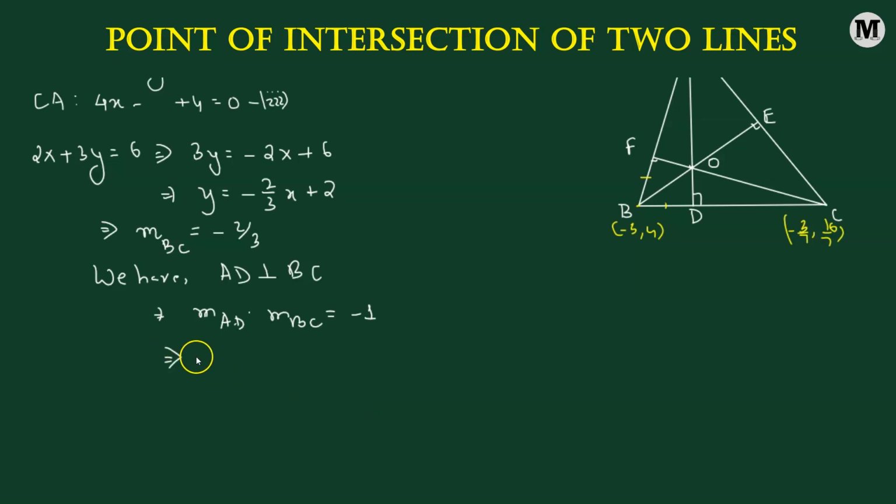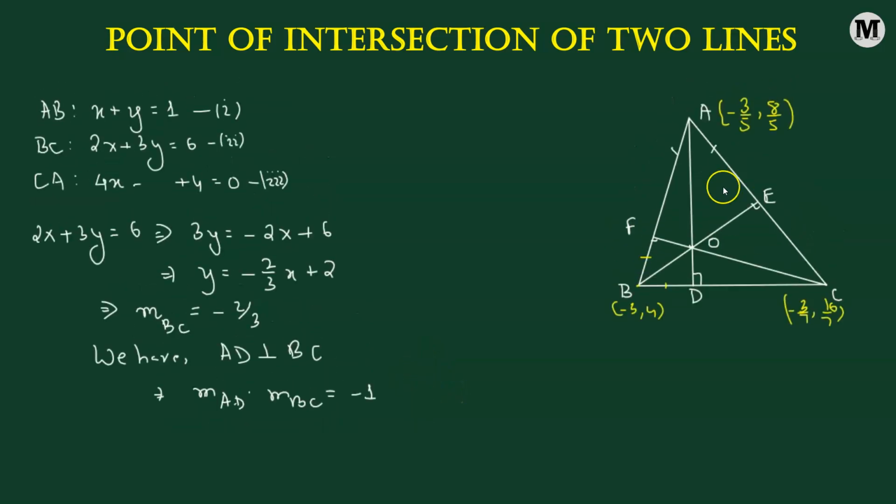Which means that the slope of AD is going to be equal to -1 over the slope of the line BC. Since we have already obtained the slope of the line BC, -2 over 3, if we take the negative reciprocal of the number, that comes out to be 3 over 2. So now we have the slope of the line AD, and the slope is 3 over 2. Now we have a straight line having a slope of 3 over 2, passing through the point A with the coordinates -3 over 5, 8 over 5.